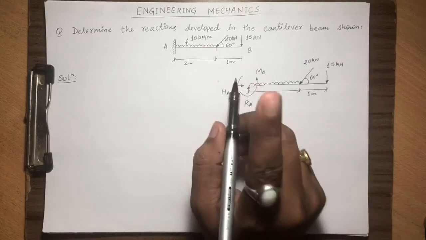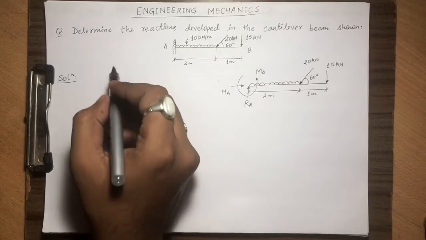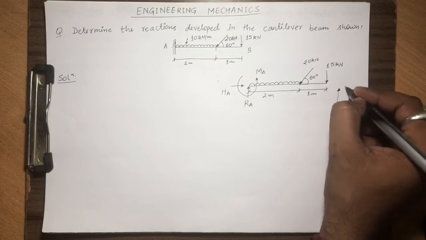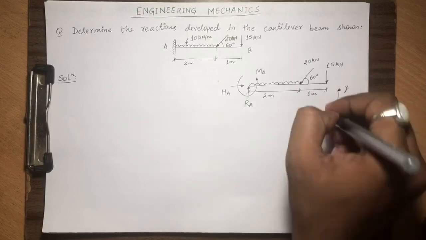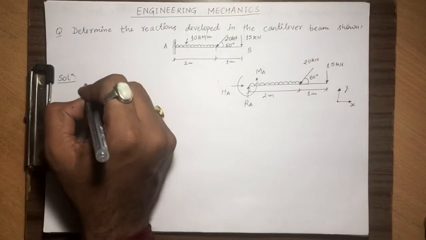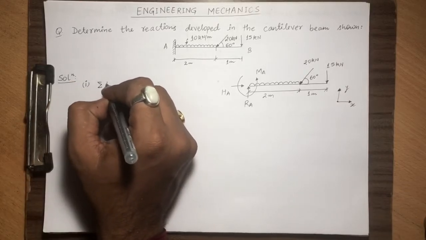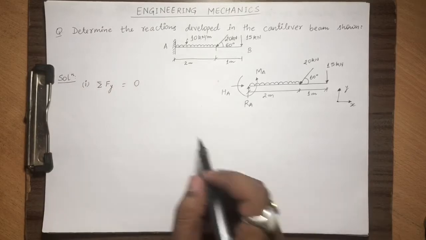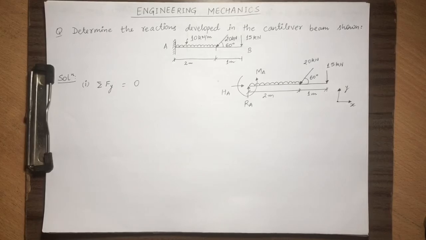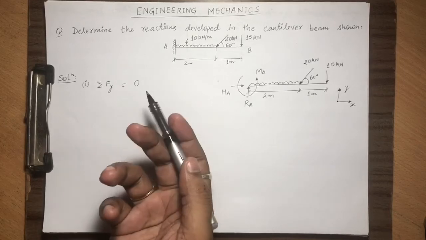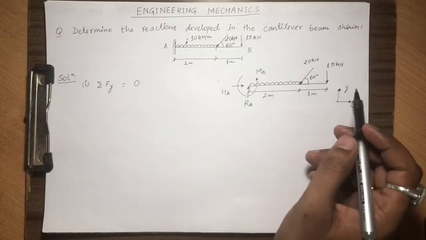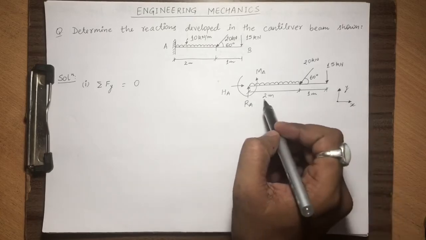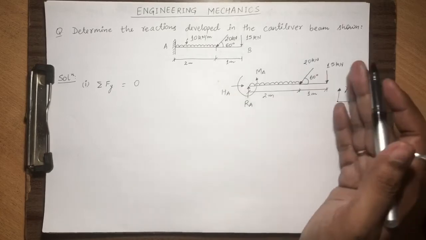For equilibrium conditions, what were the equations we have seen? Let us say this is x, this is y, and this will be the z axis. What was the first condition? Summation Fy will be equal to 0. This should be valid at every point because this beam is in equilibrium. Okay, so simply in the vertical direction, let us start from RA.